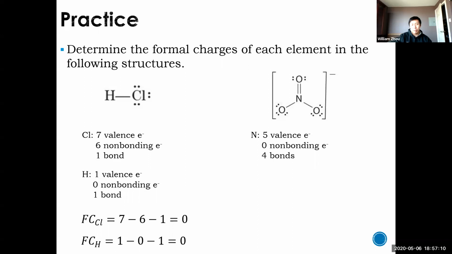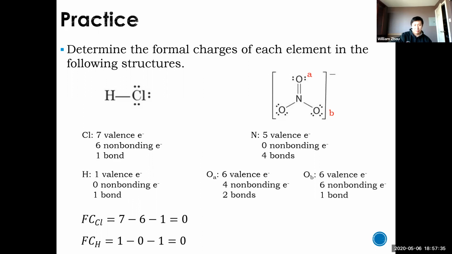So if you see 4 lines sticking out of the nitrogen. The oxygens, however, they're not the same. You see, there's the one with the double bond, and there are 2 with single bonds. So I'm going to have to distinguish between them. I'm going to use A to denote the double bond and B for the single. So for the one with the double bond, you have 6 valence electrons. 4 of them are non-bonding, and it made 2 bonds. Whereas for B, you have 6 valence electrons again. 6 of them are non-bonding, and there's 1 bond being made.